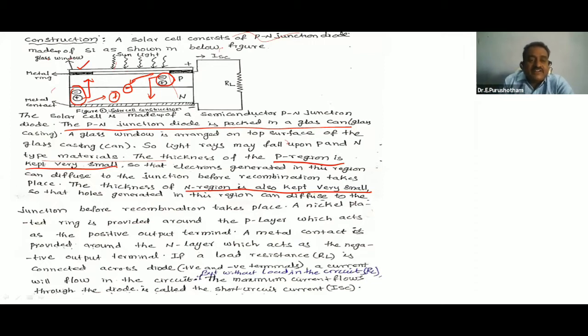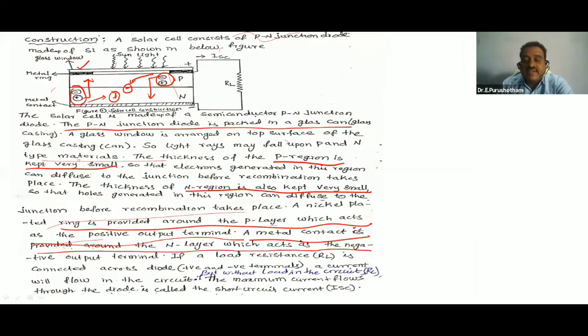A nickel plated ring is provided around the P layer, which acts as the positive terminal. And a metal contact is provided around the N type, which acts as the negative output. If a load resistance RL is connected to this P type and N type semiconductor, you observe here this top surface.